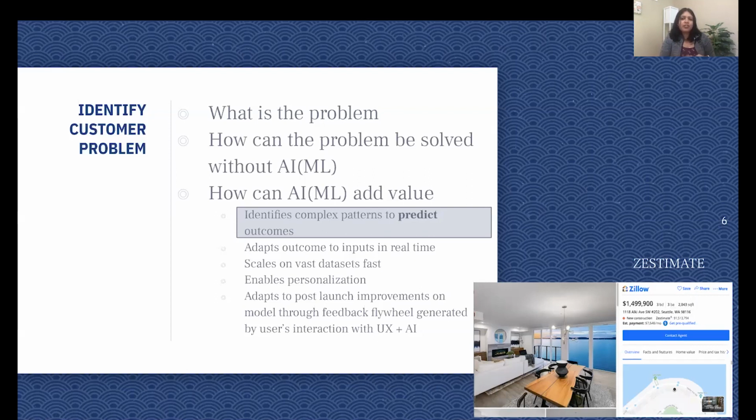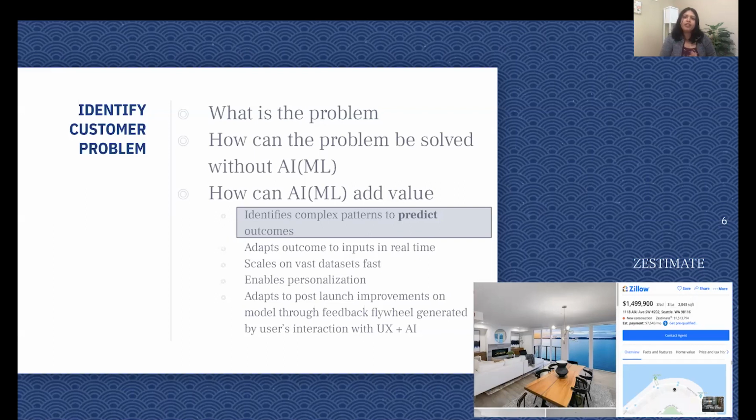What value did AI bring to the table? A couple of things for the customer. First thing, easy access to information. You don't need to go to an agent to know the value. Second thing, identifying complex patterns to predict outcomes. There are so many complex factors that play into real estate pricing, like location, like walkability score, like features of the house. And these factors grow more in size as time progresses. So AI helps identify all those complex patterns to predict outcomes.